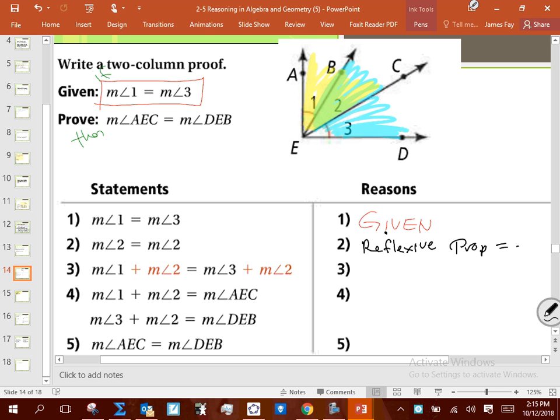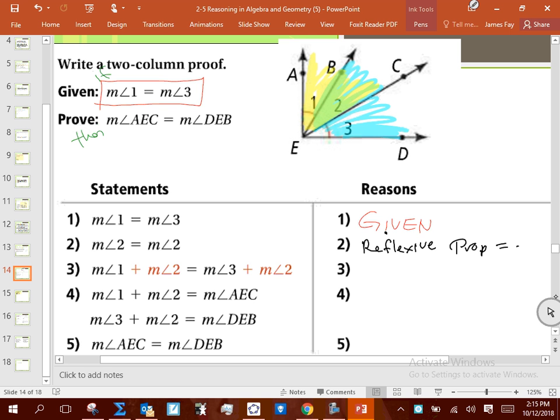Now, at least the way I thought when I was in school, it's kind of stupid to say something's equal to itself. But the reason we do that is because it's going to be used in the next step, or maybe the second step after that. Shortly after I write measure of angle 2 equals measure of angle 2, I'm going to see the purpose of why we did that.